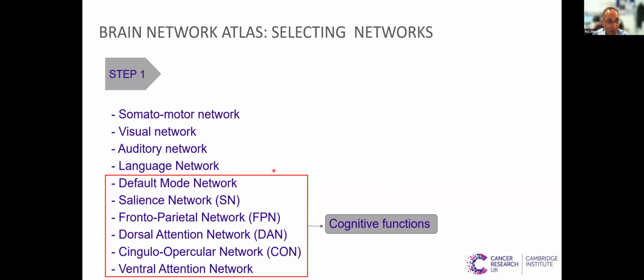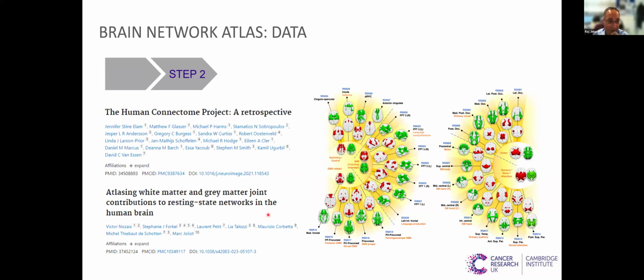So we have a large number of networks. Some of them are low-level functions like processing our vision or our hearing or speech. And then you come into these more interesting networks. So we decided that we wanted to build maps of these. And so we used a thing called the White Rest Atlas. It's a fantastic open source resource.